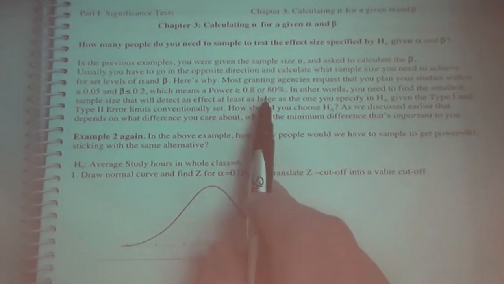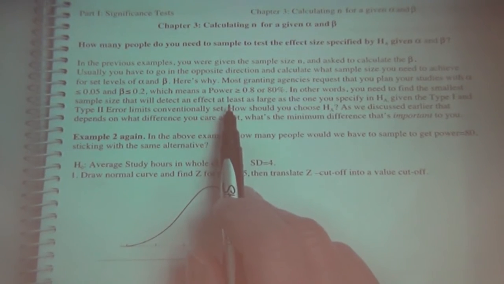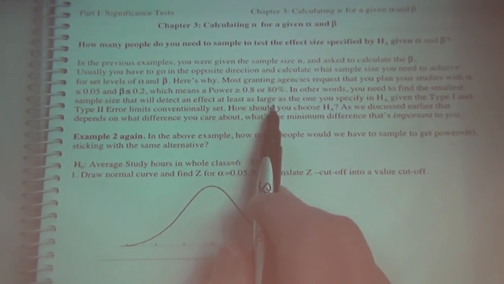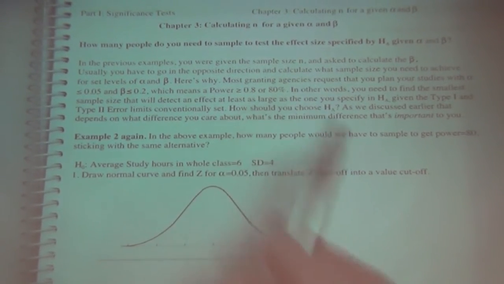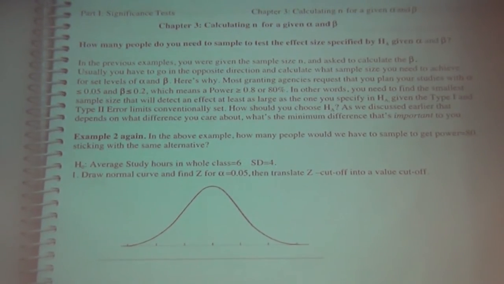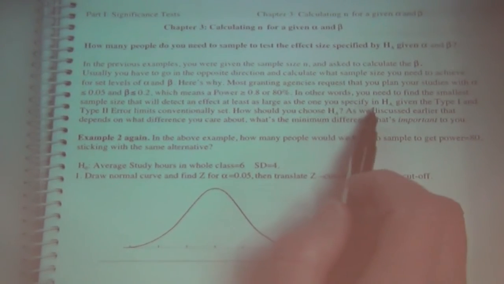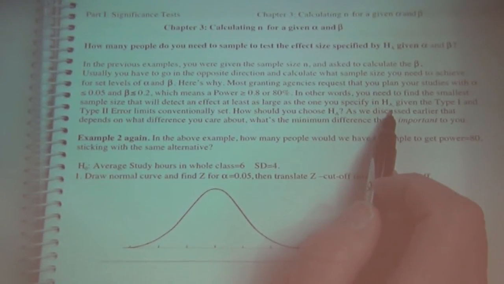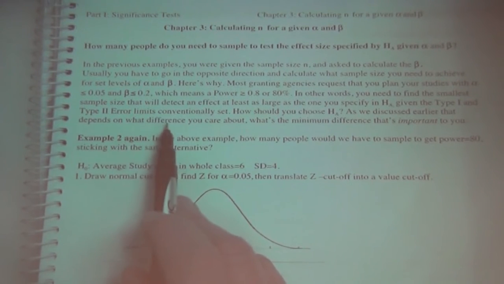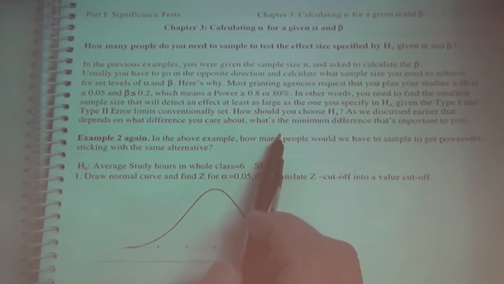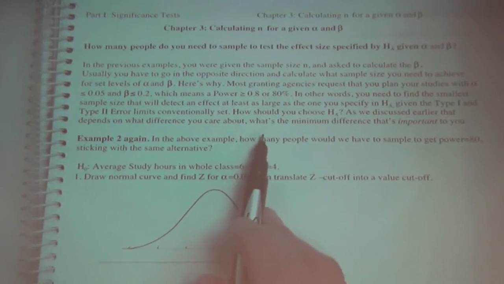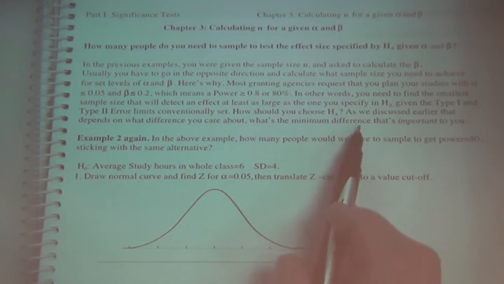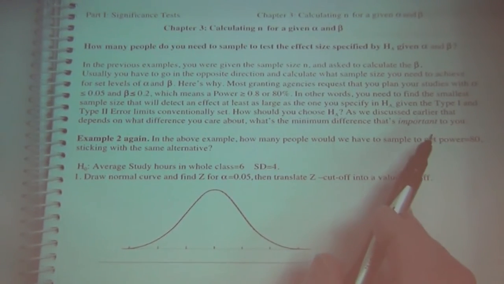Okay. So in other words, you need to find the smallest sample size that will detect an effect as large as the one you specify, given the type 1 and type 2 error limits that are set. And then I said, how should you choose your alternative? As I just said, that depends on what difference you care about. What's the minimum difference that's important to you?